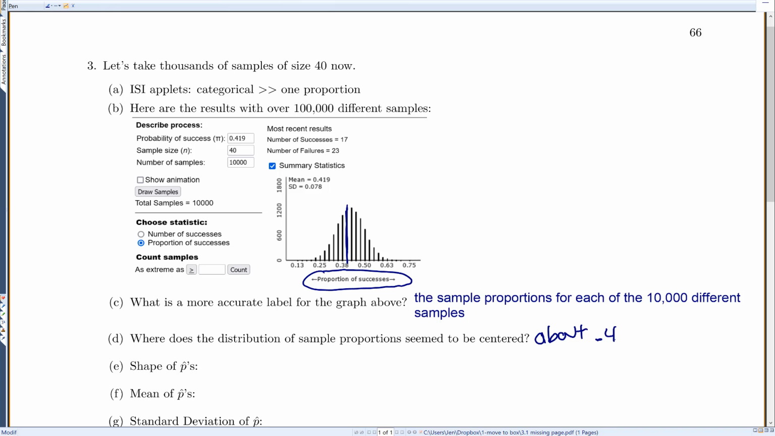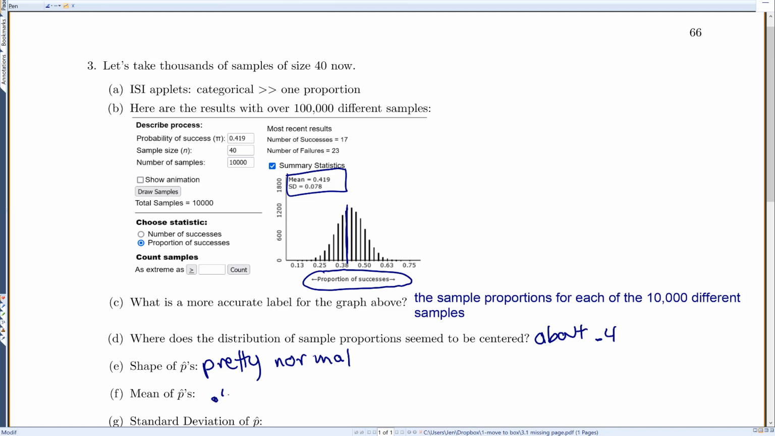Let's see, what is the shape? I would say it looks pretty normal. And if we want the mean of all of those different sample proportions, we can just look right here. It will tell me if I click the summary statistics box. And also make sure that if it asks what's the mean of the proportions, that you're on proportion of successes and not the count or the number of successes.